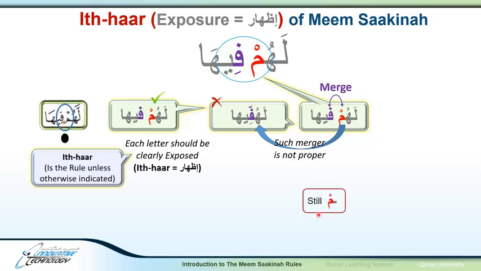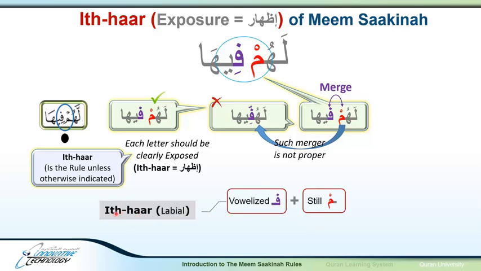So still Meem with a vowelized fa leads to labial idhar, labial exposure. And as we said, it's labial because it's related to the Meem to differentiate it from the idhar of the Noon Sakinah, because Noon Sakinah is a lingual letter while the Meem is a labial letter. So idhar, as we said, is the rule unless otherwise indicated. So idhar is always the rule with any letter that follows the Meem Sakinah, with the exception of only two letters, the Meem and ba, where the rules are idgham with ghunna for the Meem and ikhfa for the ba.